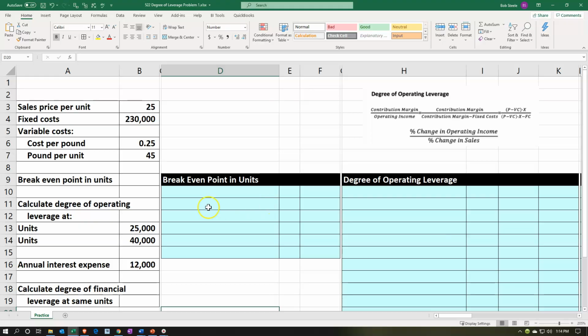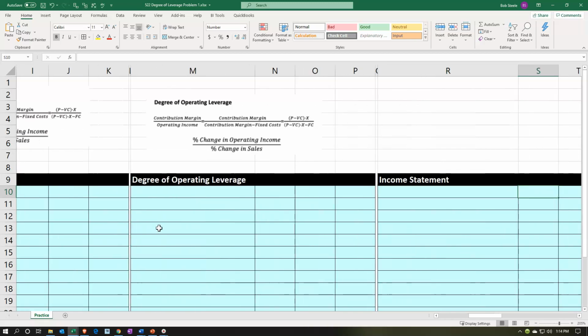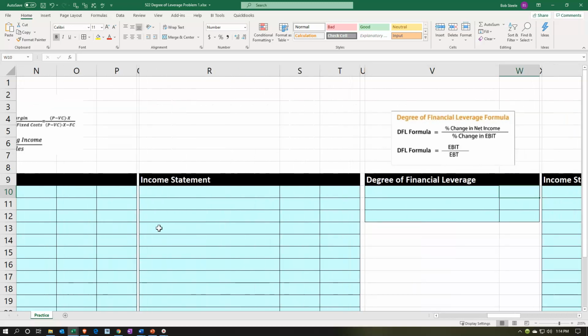Here we are in Excel. We have our information on the left-hand side. We're going to put that into the blue area into our worksheet on the right-hand side, including the break-even point. We're going to have the degree of operating leverage for two kinds of calculations, for the number of units at 25,000 and the number of units at 40,000. Then we'll have a contribution margin income statement.